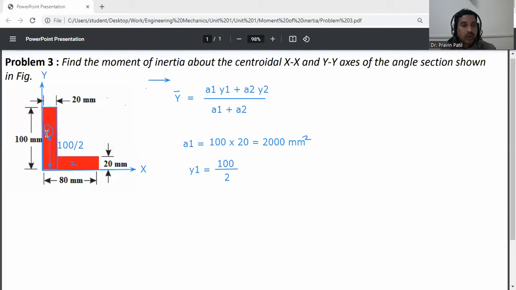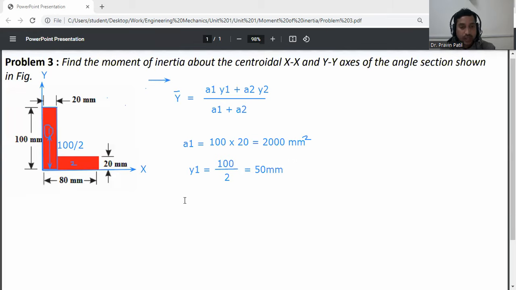So for part 1, the first rectangle part, the total depth is 100 mm. It is measured from the x-axis, half of this depth, which means 100 by 2. So it will be 50 mm.